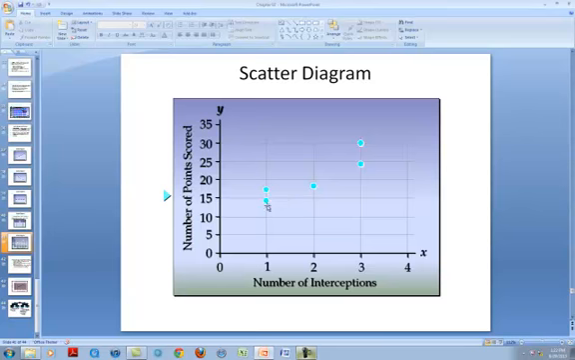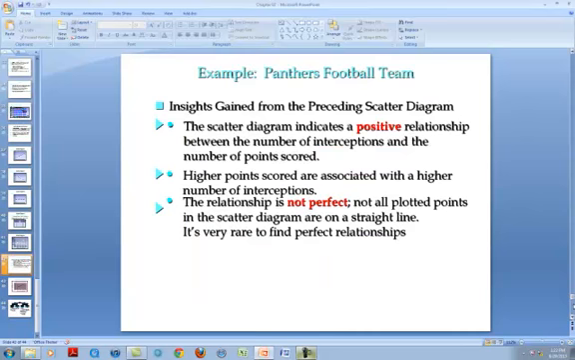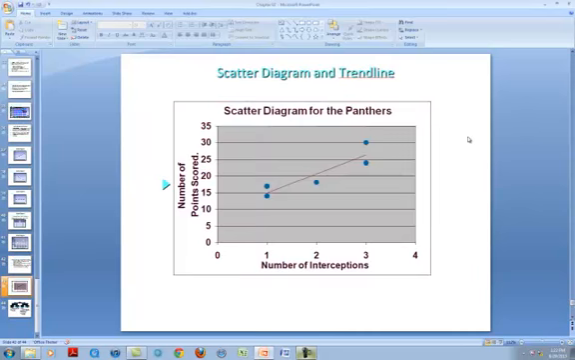If you draw a trend line, it would seem to be upward sloping, right? And this is confirmed by the following graph. So there does seem to be a positive relationship. The higher the number of interceptions, the higher the number of points scored. But there are some things you should be aware of.